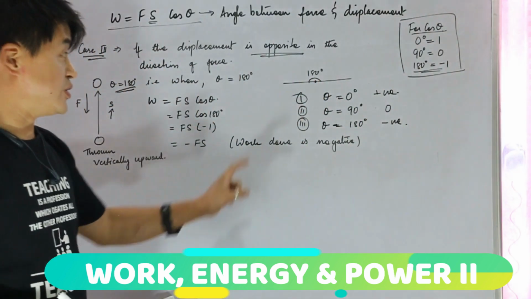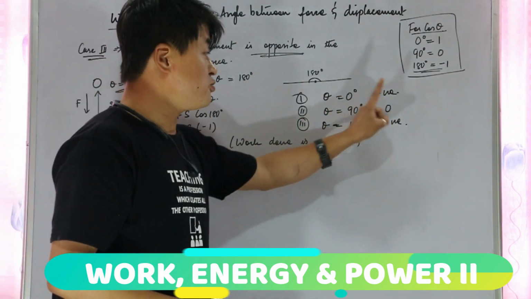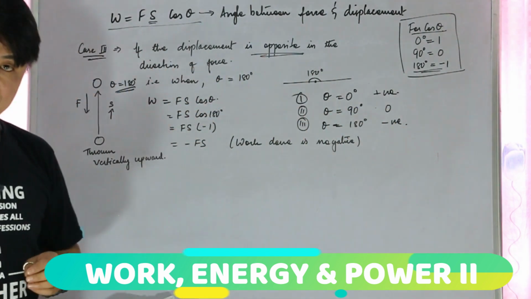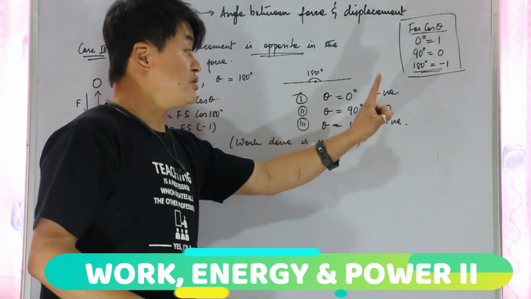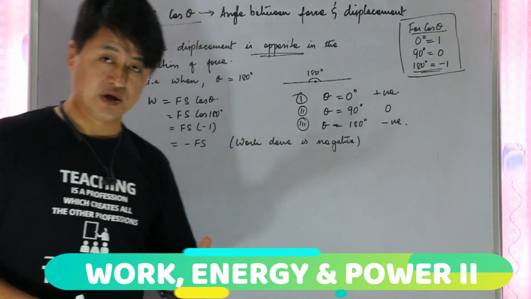These are the three cases. When theta is 0 degrees, work done is positive. When theta is 90 degrees, work done is 0. And when theta is 180 degrees, work done will be negative. You have to know when the work done is positive, when it is 0, and when it is negative, because in the ICSE these questions often come.